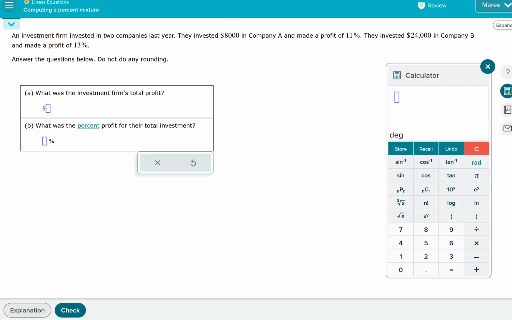So profit is the amount they invested times the return. In this case, one did 8,000 and they returned 11%. And then we add company B, which is they invested 24,000 and made a profit of 13%, which is 0.13 when we change it to a decimal. So they made a total profit of $4,000. And we want to know what percentage this profit is of their total investment. So we have to divide this by the total investment, and we need to add 24,000 and 8,000 to get 32,000. That was their total investment, and that's 12.5%.